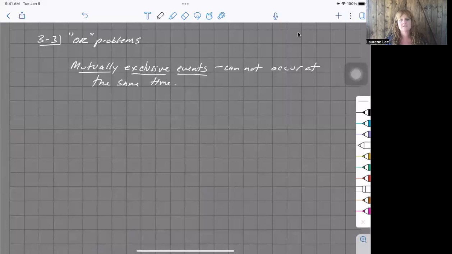Examples of things, let's see, I cannot be registered to vote in 2 states at the same time. So those events would be mutually exclusive. If I'm a voter in New York or a voter in California, those are mutually exclusive. You cannot be both.